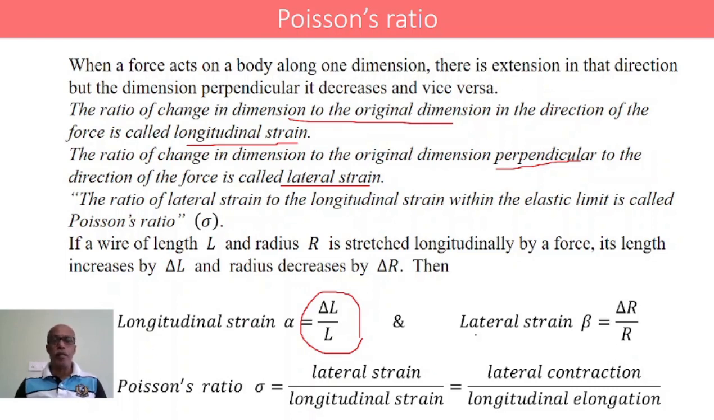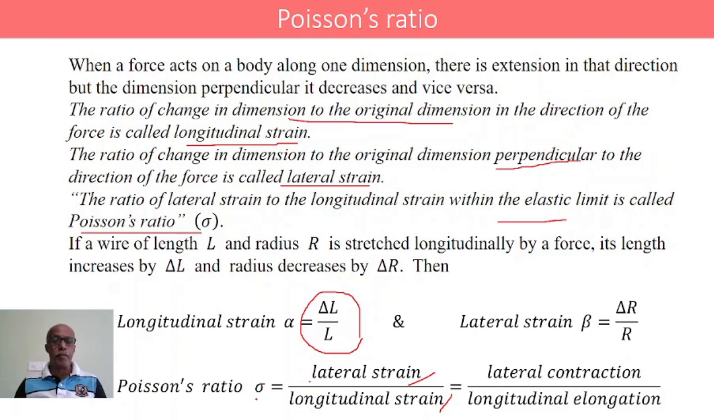Now the ratio of lateral strain to the longitudinal strain within the elastic limit is called Poisson's ratio. Longitudinal strain is represented by alpha, that is equal to delta L by L, the increase in length by the original length. Lateral strain beta is represented by the ratio of change in dimension to the original dimension perpendicular to the force, or in this case it is the decrease in radius to the original radius.